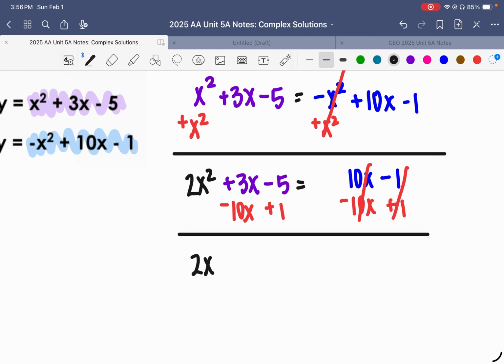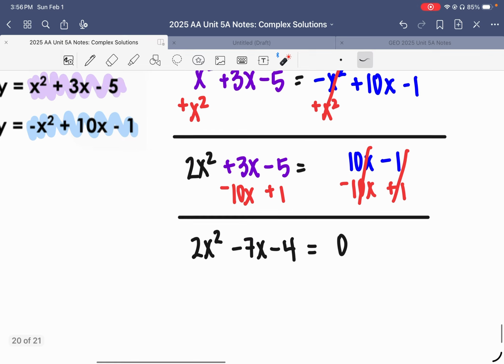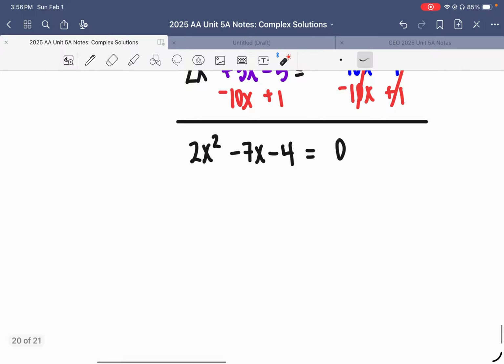Bring down my 2x squared, 3 minus 10. Let's see, can I do mental math? Negative 7x. This would be embarrassing if this was wrong. And negative 4 equals a big ol' 0. Now this guy is odd. I don't have just a 1 in front of my x squared. And I personally am not even going to attempt to factor this guy. So we're going to jump to the quadratic formula.